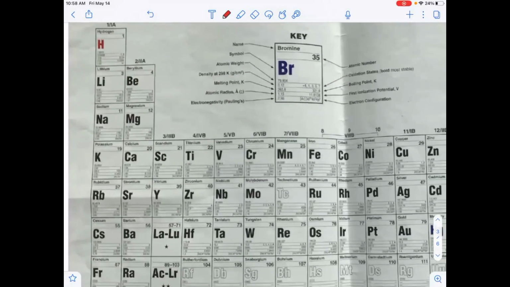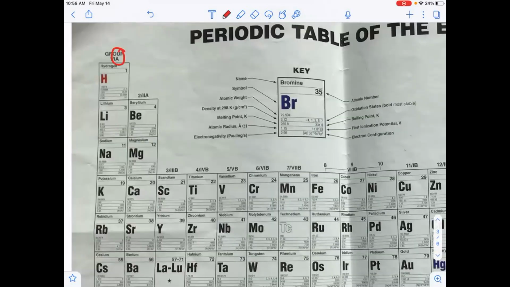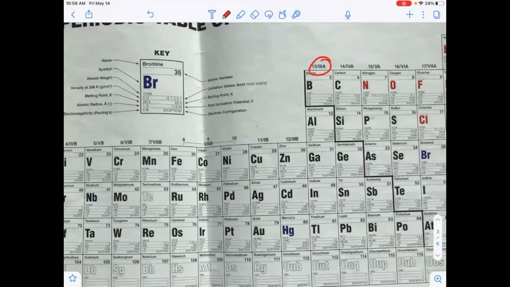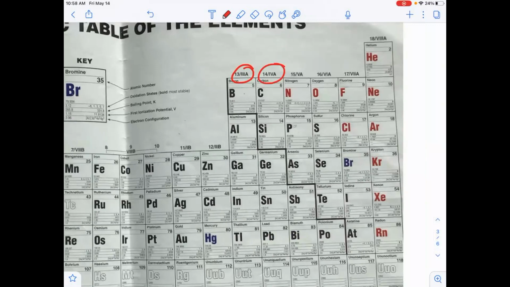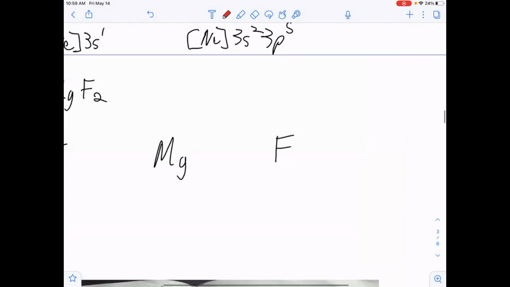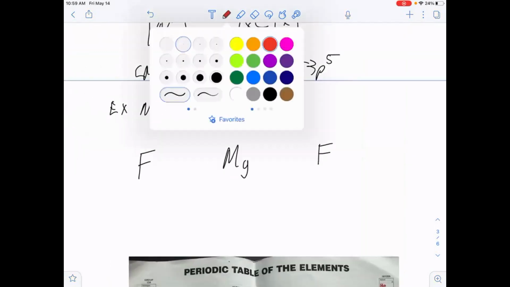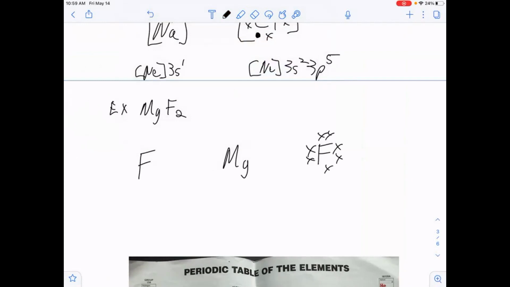So sodium is in group 1A. I'm sorry, we're doing magnesium. Magnesium is in group 2A, so it's going to have 2 valence. If you're in group 3A, you have 3 valence. If you're in group 4A, 4 valence. Group 5A, 5 valence, and so on. So you can do the configuration, or you could say fluorine's in 7A, fluorine's going to have 7 valence. So my fluorine's going to be 1, 2, 3, 4, 5, 6, 7. 1, 2, 3, 4, 5, 6, 7. My magnesium has 2.